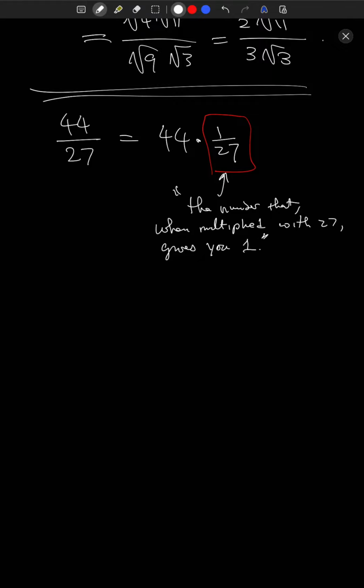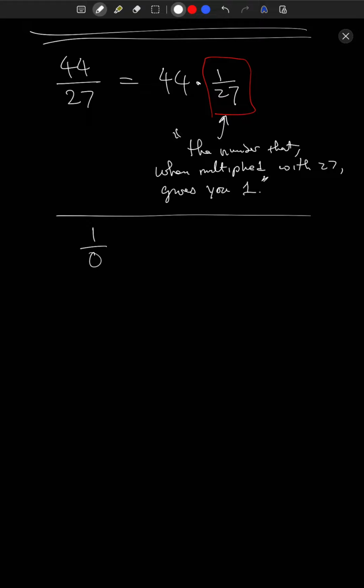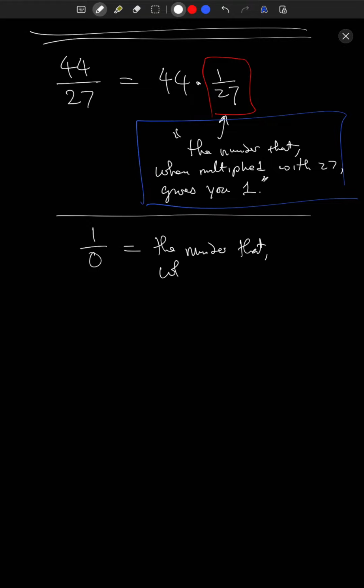All right. So a nice side note consequence of this is that people often wonder, why is 1 over 0 not allowed, right? Why is this something that doesn't make sense? Well, if I go by this definition that I just talked about, 1 over 0 would be the number that, when multiplied with 0, gives you 1.